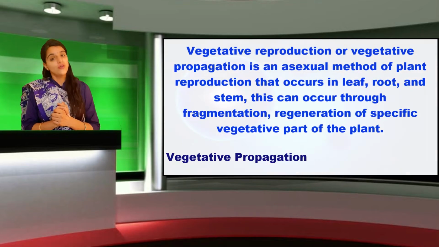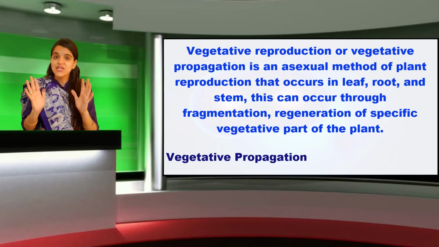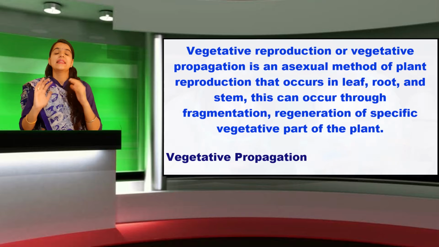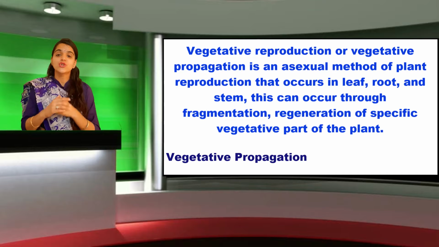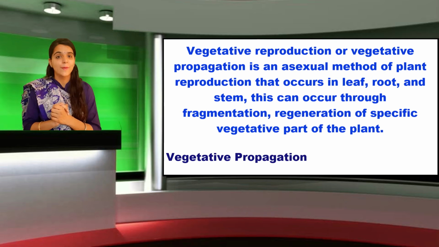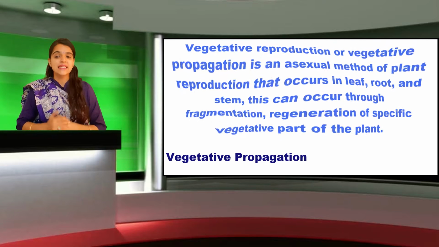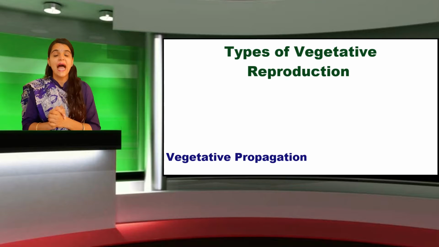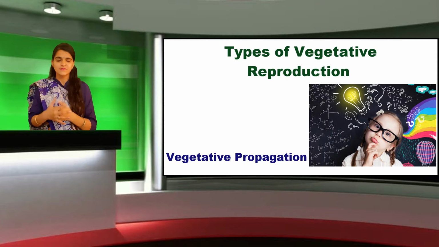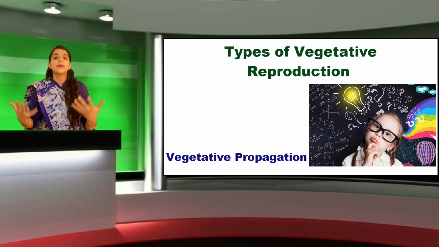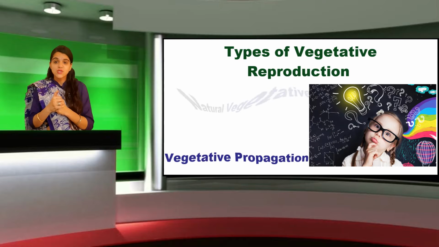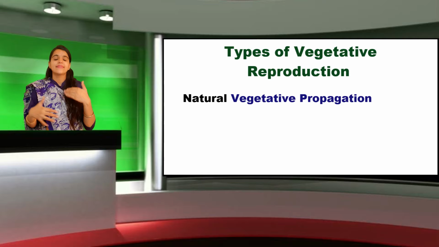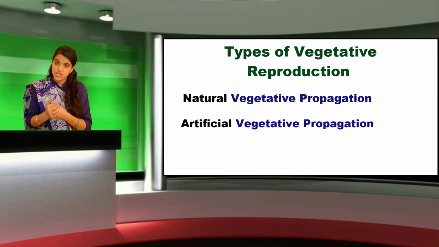Vegetative reproduction or vegetative propagation is an asexual method of plant reproduction that occurs in leaves, roots and stem. This can occur through fragmentation or regeneration of specific vegetative parts of a plant. Okay. Moving to the next, the types of vegetative reproduction we have. What do you mean by type, students? Type is like variety, right? So there are two types of vegetative propagation we have. The first is natural vegetative, and the second is artificial vegetative reproduction.